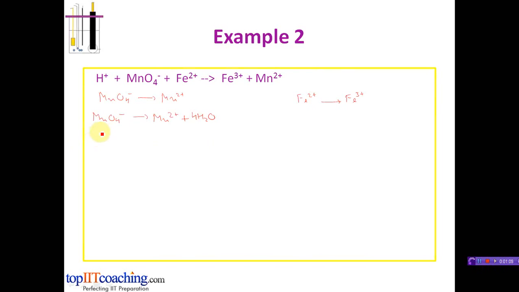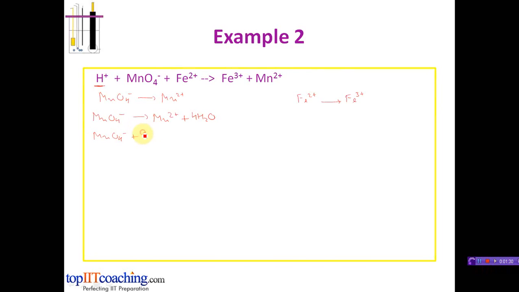Now let's count the hydrogen atoms. There are 4 into 2, that is 8 hydrogen atoms present on the right hand side but none on the left hand side. We can see that this reaction is taking place in the acidic medium, therefore we are going to add hydrogen ions to the deficient side, that is the left hand side.